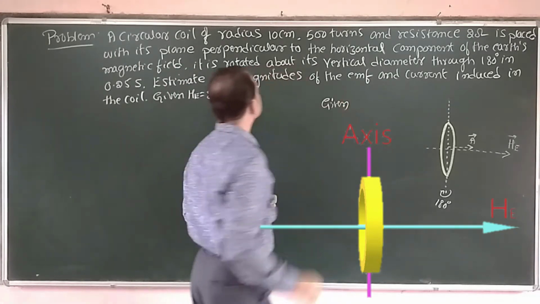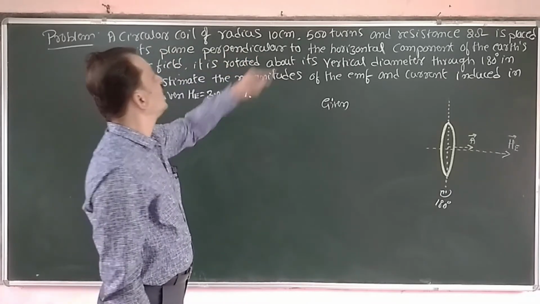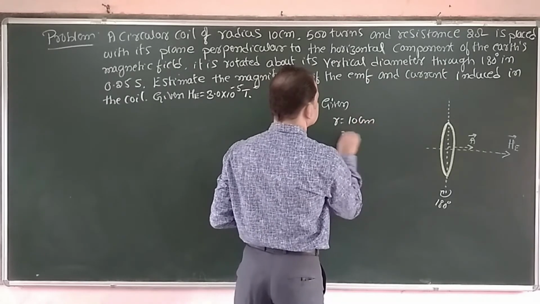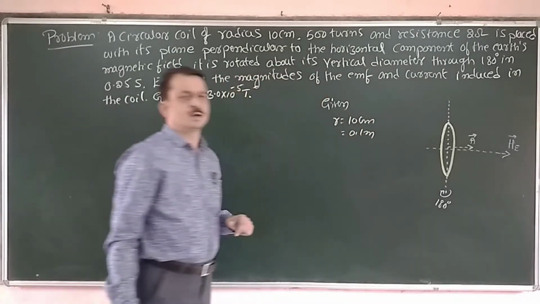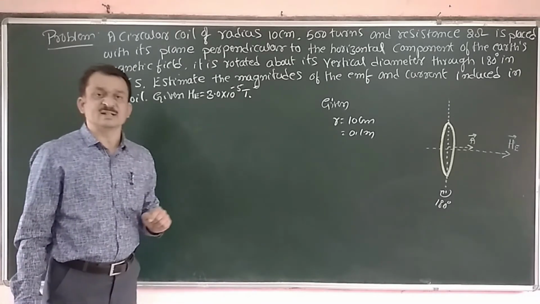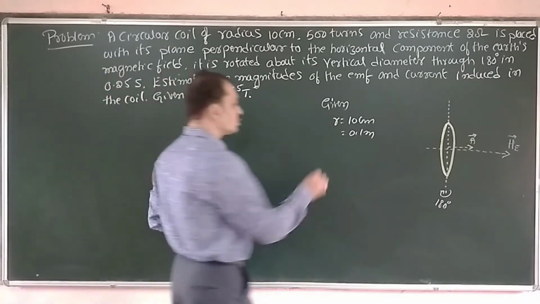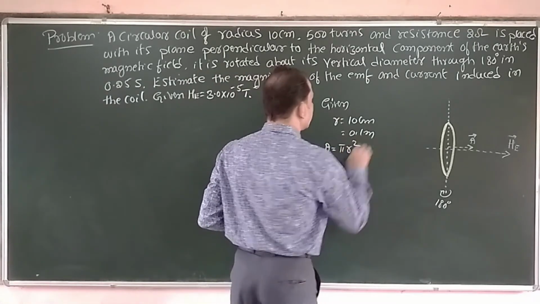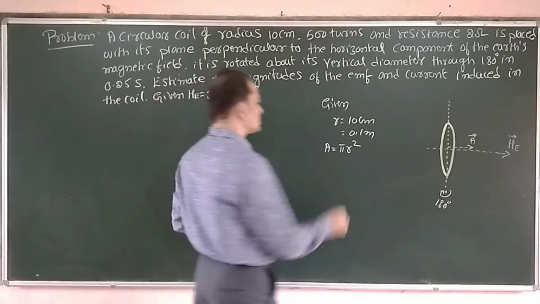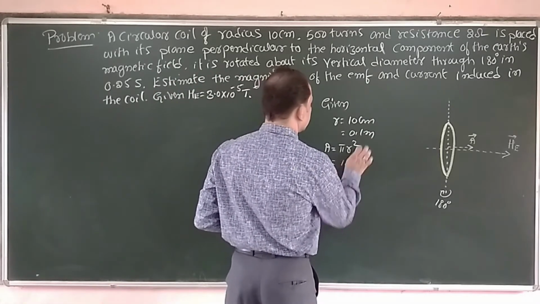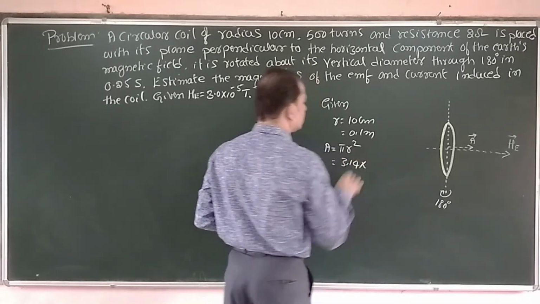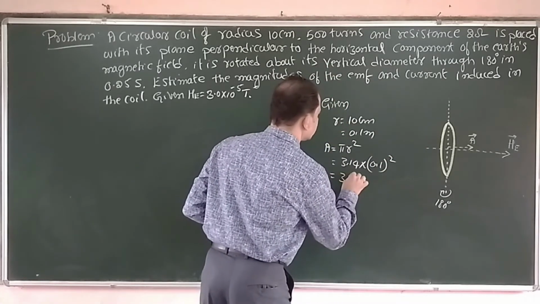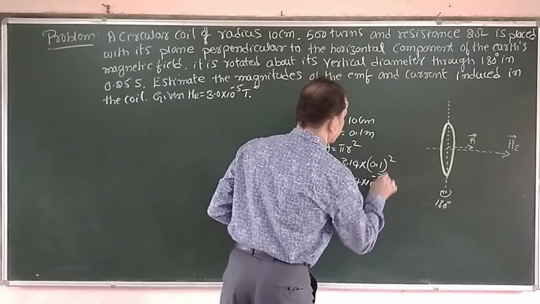Now what are the given things? Given here a circular coil of radius 10 centimeter. Now radius is 10 centimeter, or this is equal to 0.1 meter. They have given the radius, they have not given the area. Now we have to work out the area. What is the area of that? Since it is circular in shape, it is pi r square. Pi is 3.14 into r square, it is 0.1 square. The area is 3.14 into 10 raised to minus 2.